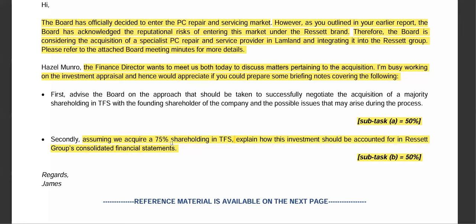So, at a very basic level, you could be tested on the accounting treatment for an investment by one entity in another entity. So here, the investor is Ressett and the investee is TFS. And we are focused on acquiring a 75% shareholding minimum. And the task is how we should account for it in Ressett Group's financial statements.